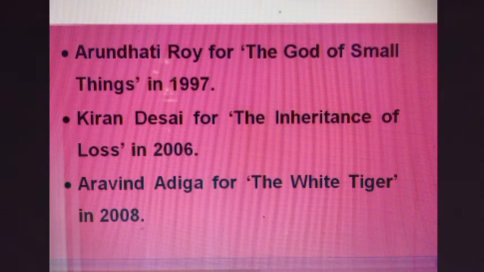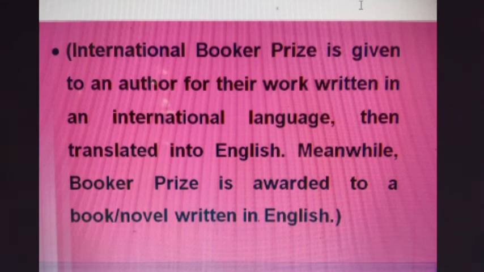So we were talking about the Man Booker Prize, the Booker Prize for fiction. There is another prize, that is the International Booker Prize. The International Booker Prize is given to an author for a work written in another language, then translated into English. But the Man Booker Prize is awarded to a book or novel originally written in English.